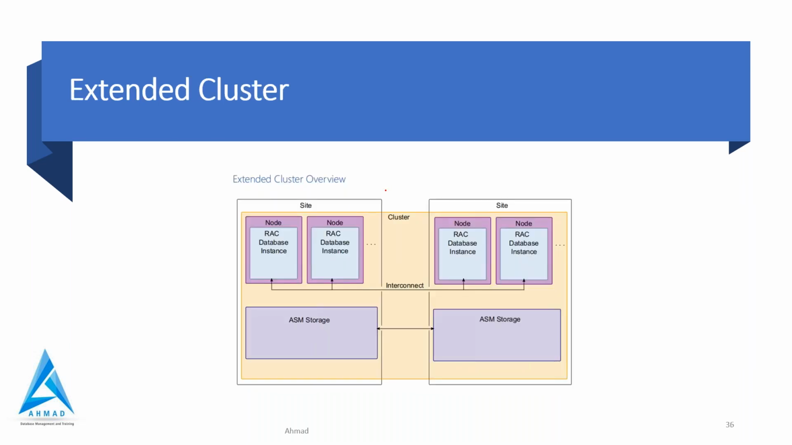Now the extended cluster. How can you see that? This is the extended cluster, where you have one side and another side. An extended cluster consists of nodes that are located in multiple locations, which are basically called sites. You can see in this diagram where you have one site and where you have two sites.